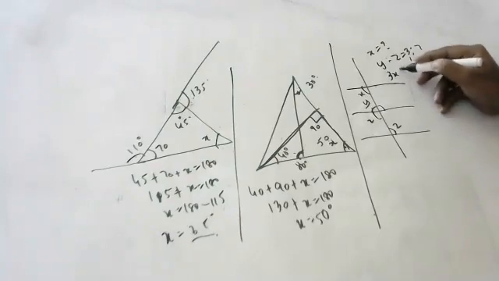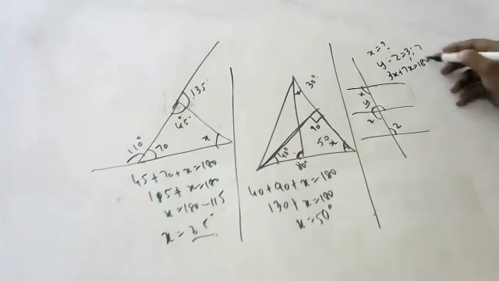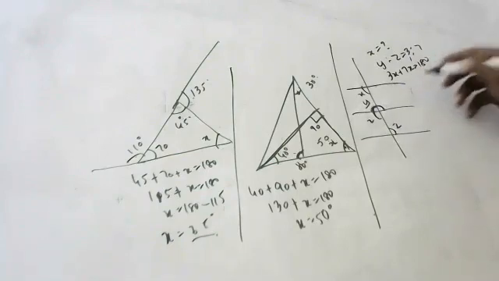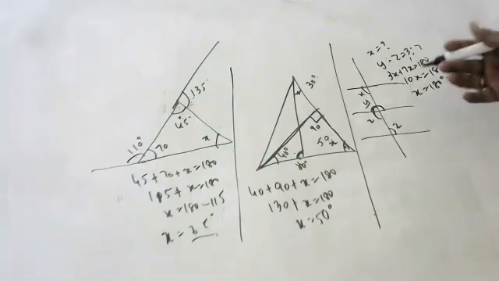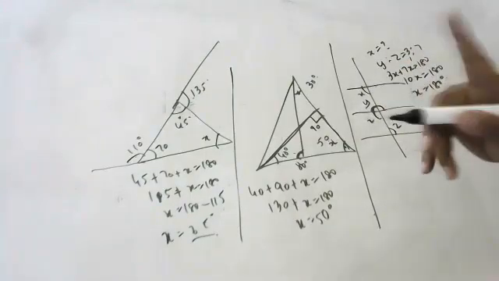So, 3x plus 7x is equal to 180, because it is a linear pair. 10x is equal to 180. x is equal to 18 degrees. This x is normally 18 degrees, children. This is not this x, children.